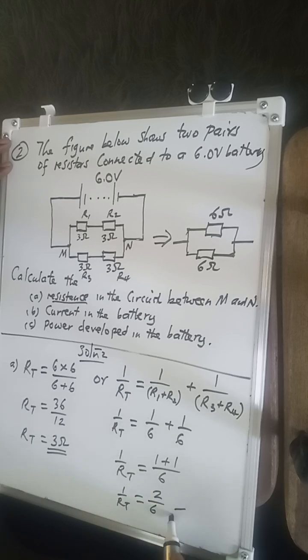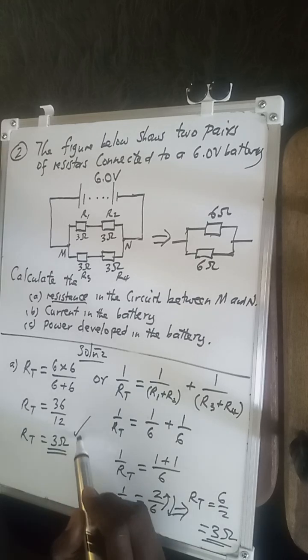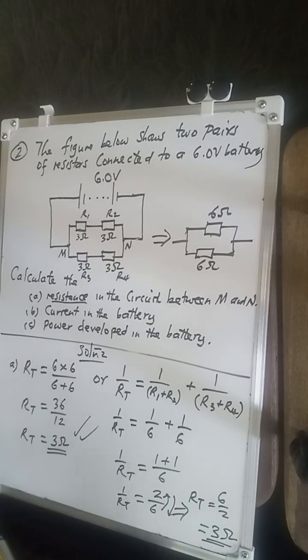Remember, to get that, you can even invert. When you invert, you just say R total, this goes up and that comes down. So it will be 6 divided by 2, which will give you 3 ohms resistor. But of course, I encourage you to use this one. First of all, reduce the circuit, then you can easily calculate it. It's the easiest way that you can use.